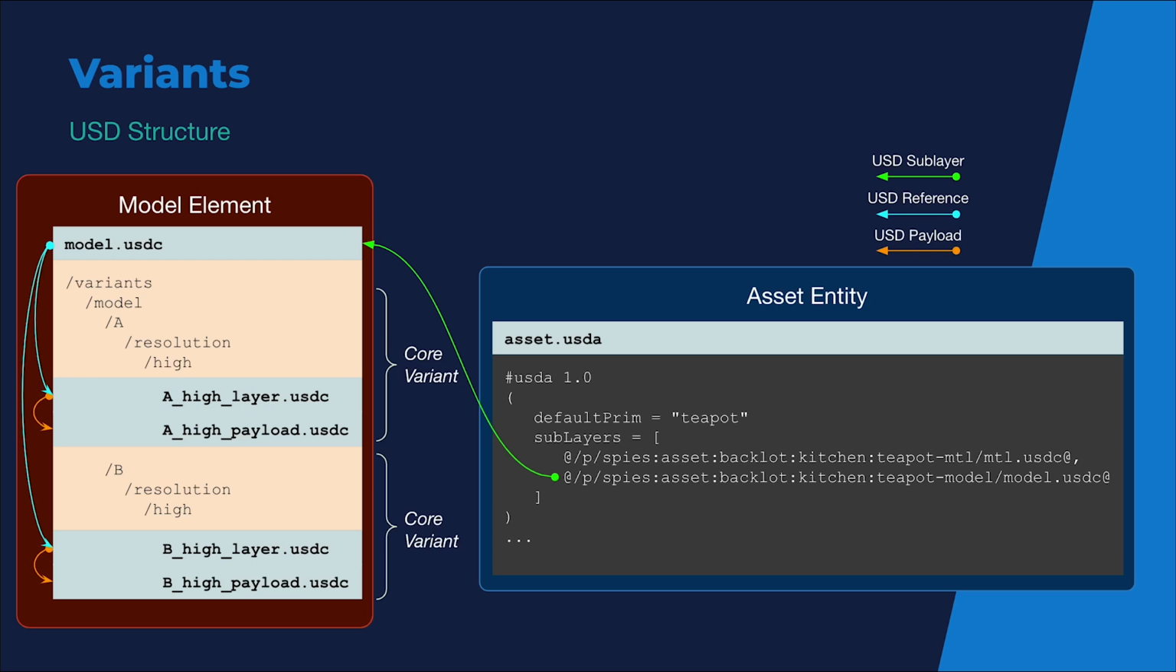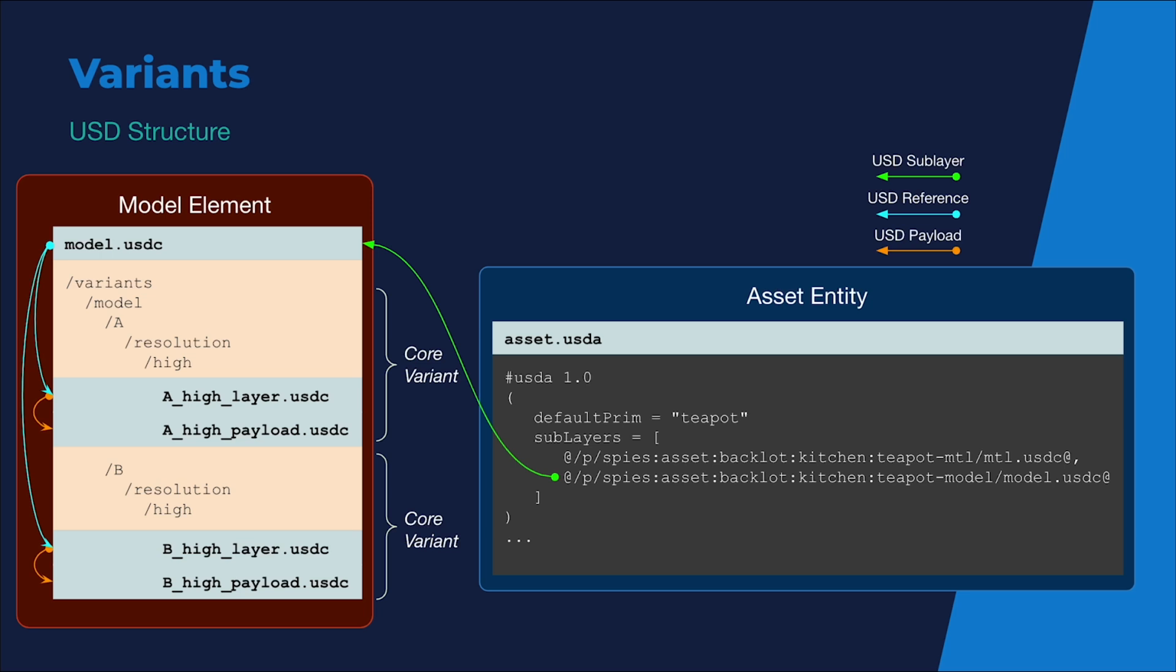This helped establish a good baseline for artists and TDs of what to expect in our assets, because almost every asset had core variants. And so they understood what they were getting, and they also understood what they were contributing, which was almost always a core variant or through core variants.